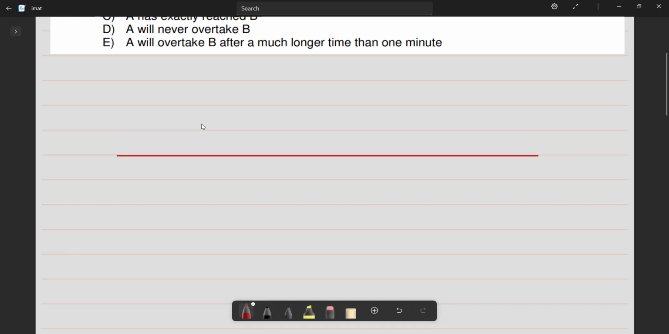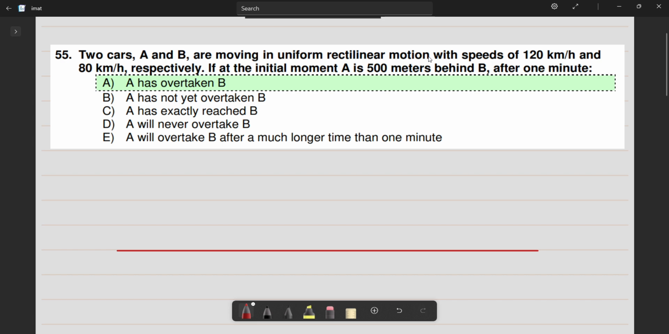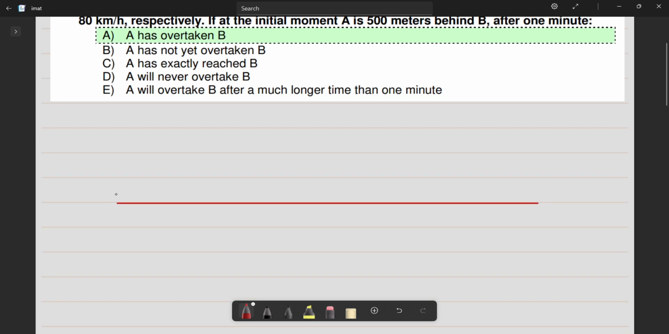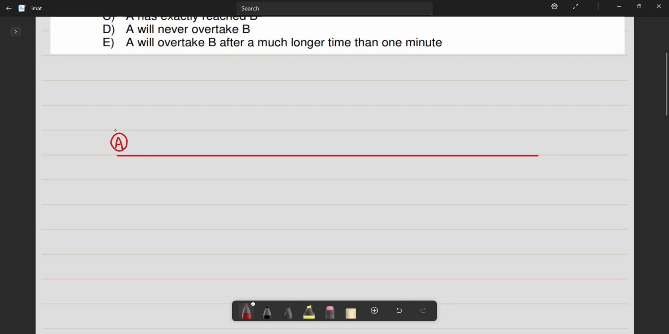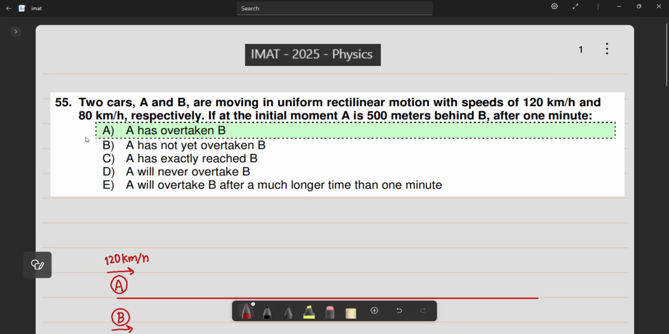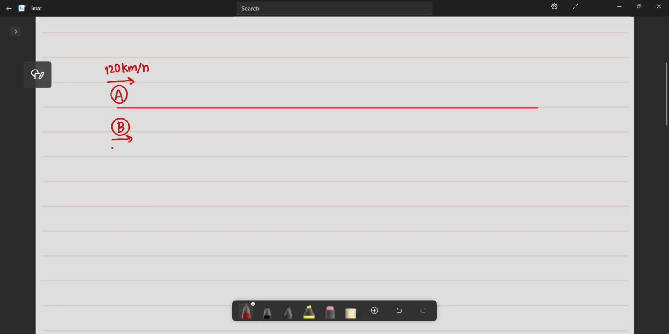Okay, so the speeds are also mentioned respectively. So for car A, which is this one, car A has the speed 120 kilometer per hour. Okay, so the car moves at a speed 120 kilometer per hour. And also we have car B, the other car. That one is moving at the speed 80 kilometer per hour. Okay, so 80 kilometer per hour.